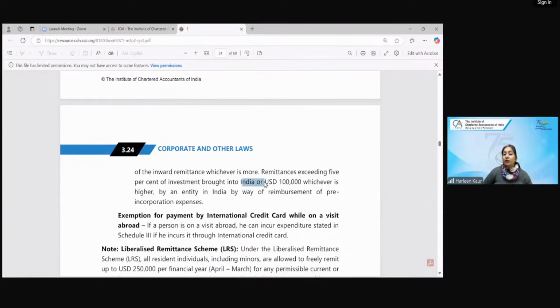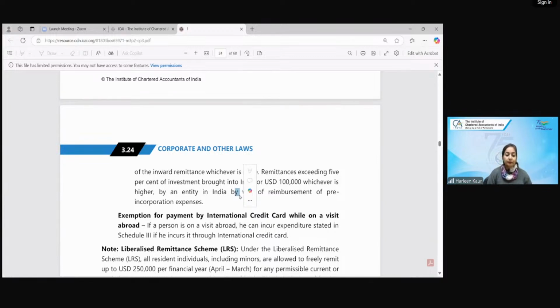Remittance made, 5% of the investment brought into India or 1 lakh USD, whichever is higher, by way of pre-incorporation, preliminary expenses, means the expenditures incurred before incorporating the company. If you're paying for these kinds of things, then also the approval is required. Is that clear? Any doubts in EEFC and RFC account?